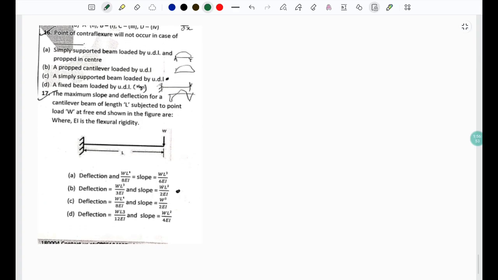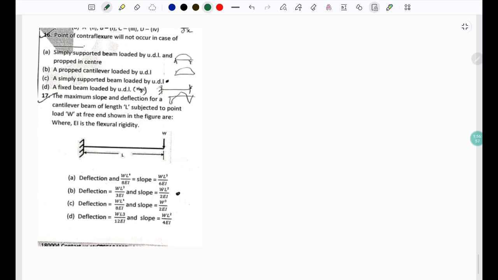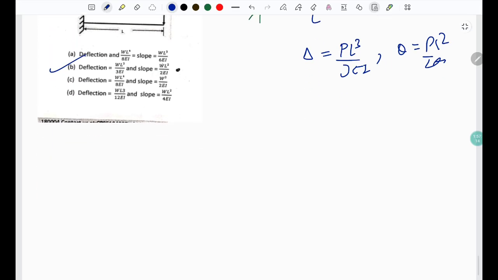Let's see the other question. The 17th question is simply asking the deflection and slope in case of a cantilever. Deflection is given by PL cube or WL cube by 3EI and slope is given by PL square by 2EI. Hence B is correct. Let's see some other questions.